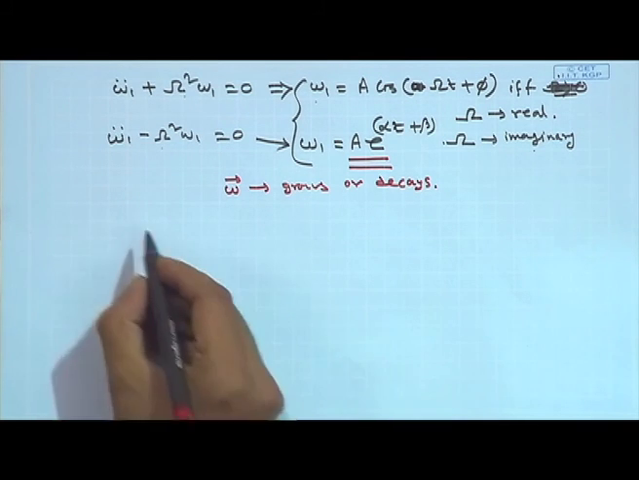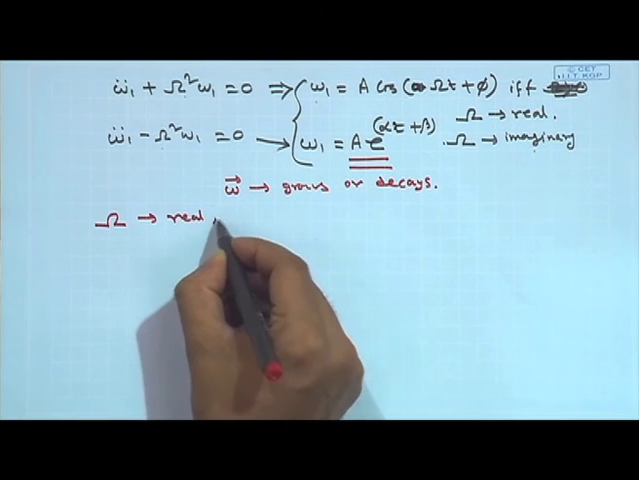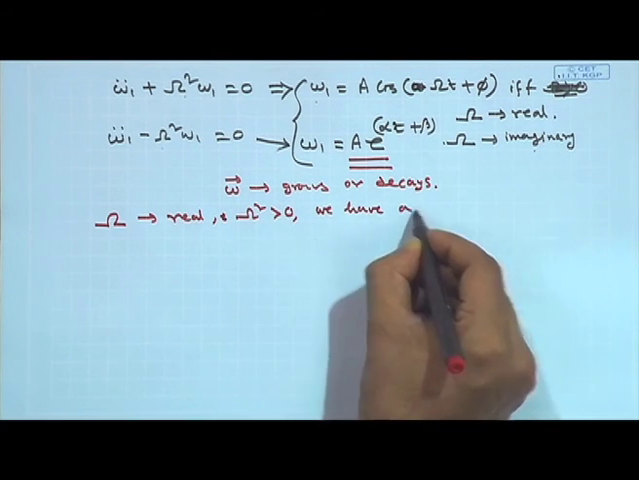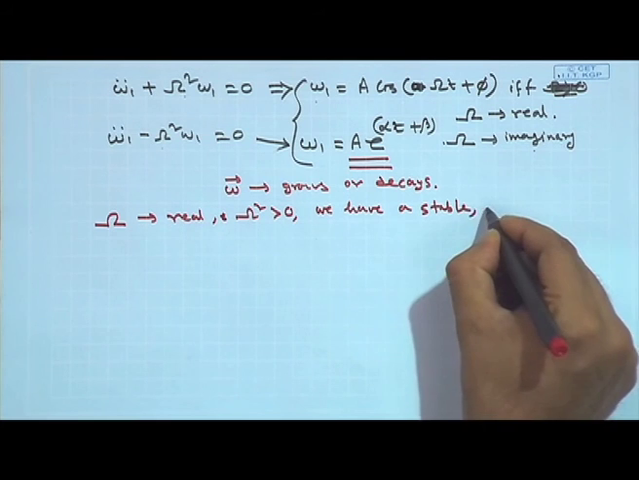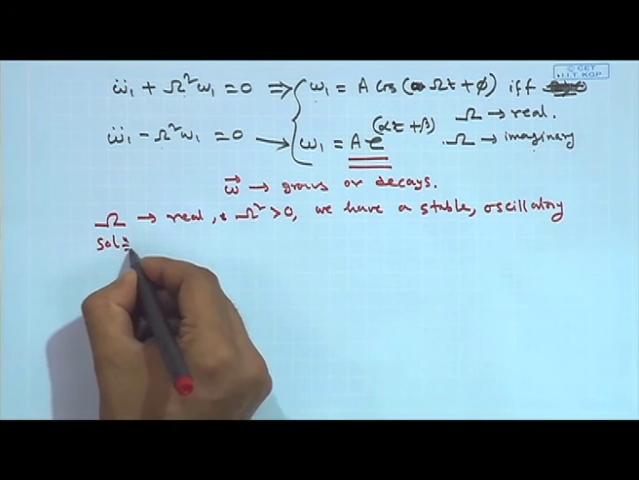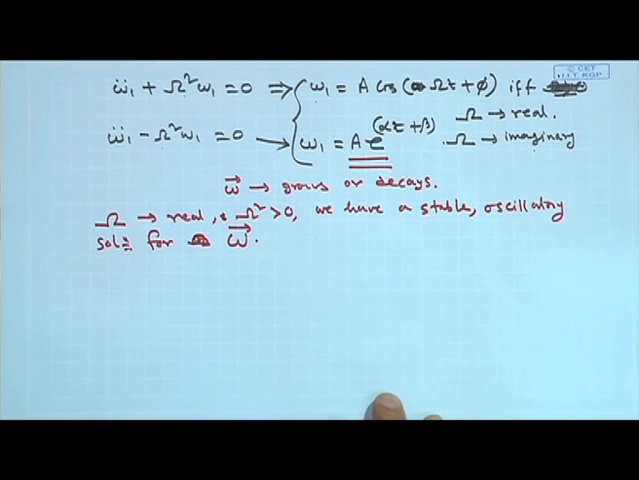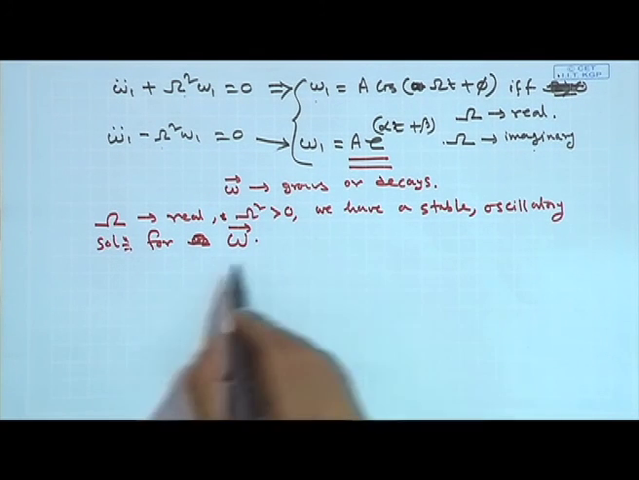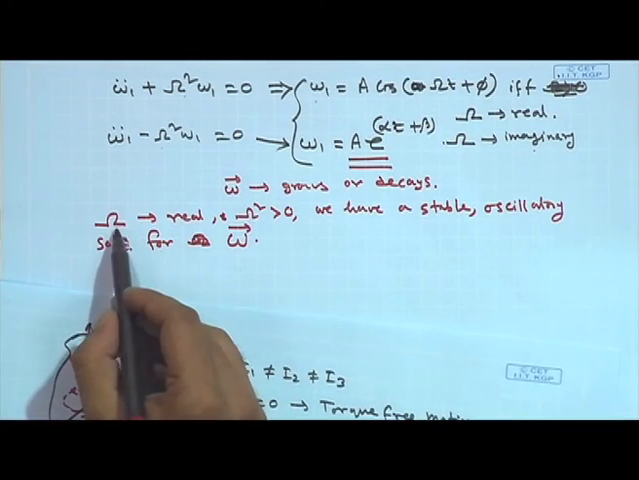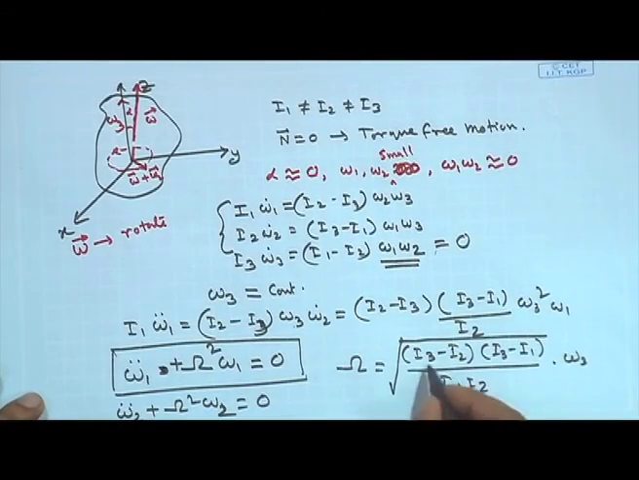So if and only if capital omega is real, that means capital omega square is greater than 0, we have a stable oscillatory solution for omega. In the other case, we will get a decaying solution. Now what conditions drive whether omega will be real or imaginary? It is hidden in this particular term.